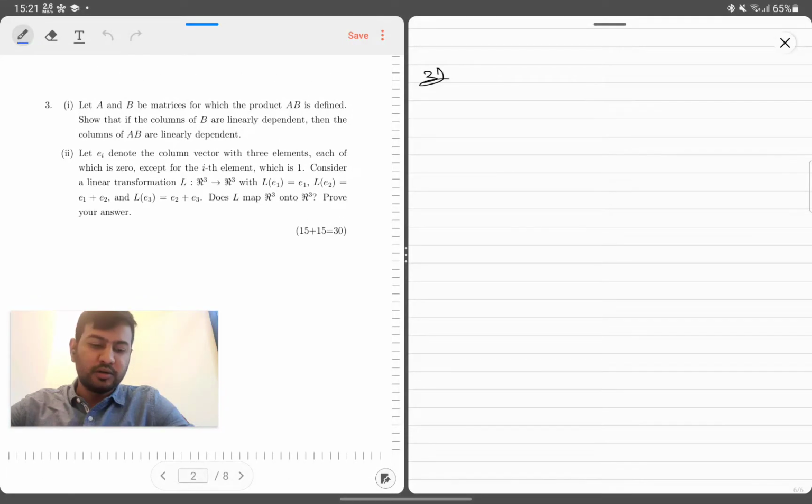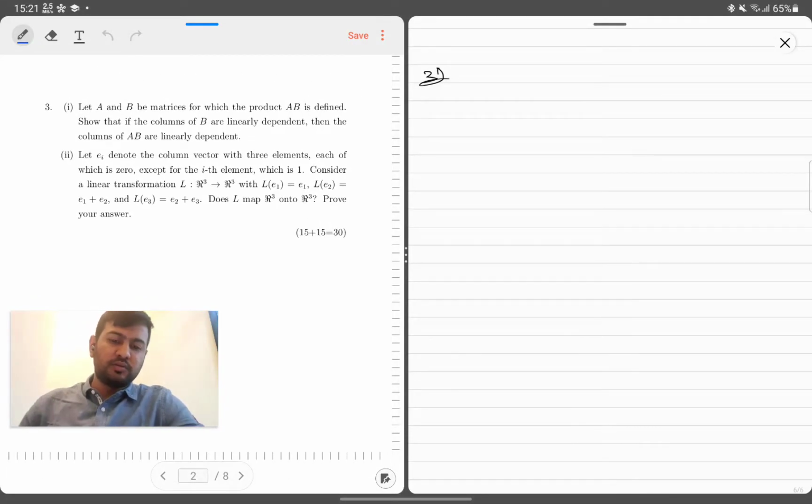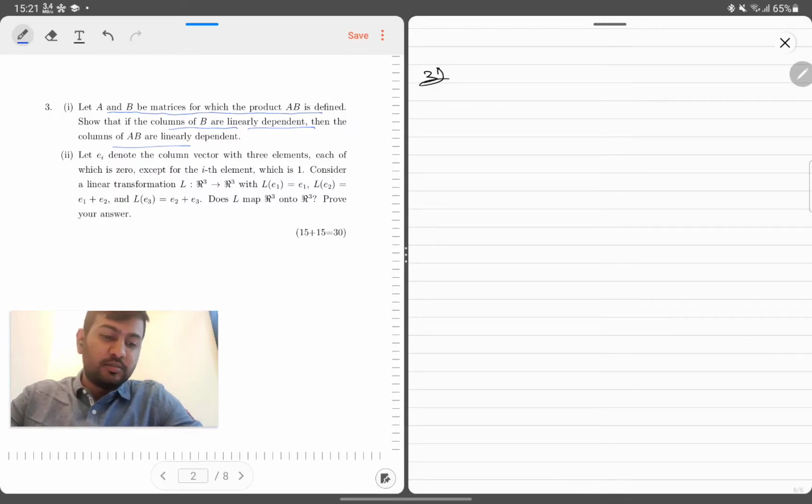Let's look at question number 3. So the first part is we have two matrices A and B for which the product AB is defined, and if columns of B are linearly independent, then columns of AB must be linearly independent. So that's what we have to show.